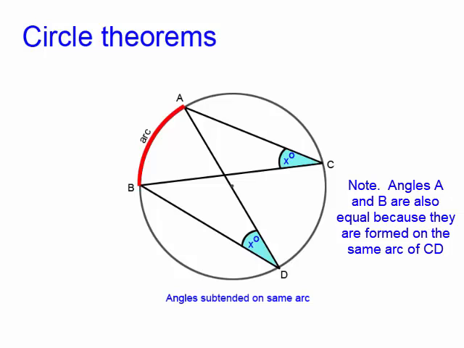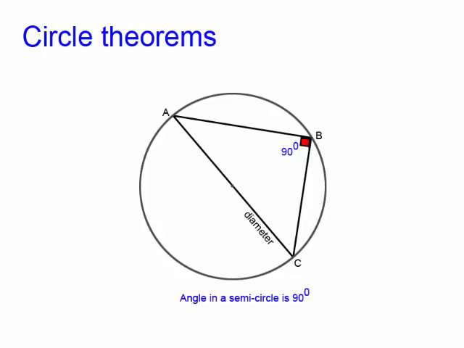Angles at the circumference formed at the same arc are equal. In this example, angles C and D are equal because they are formed on the same arc of AB. When we draw lines from both ends of a diameter to the circumference of a circle, the angle formed at the circumference is always 90 degrees.